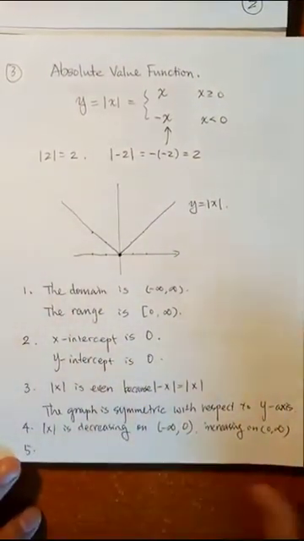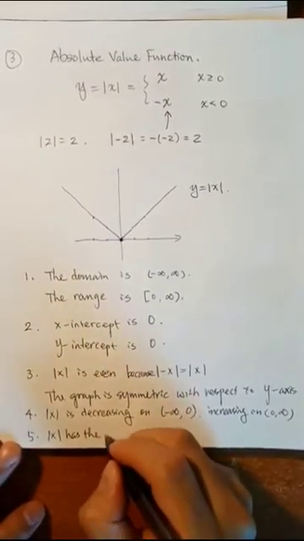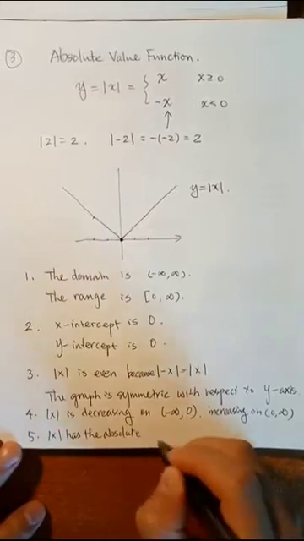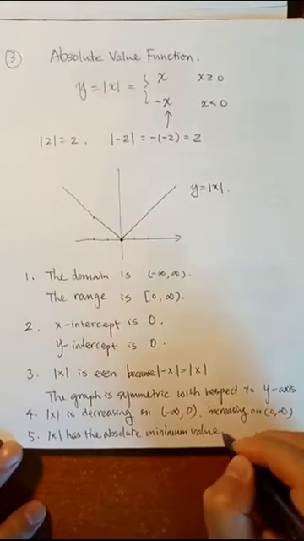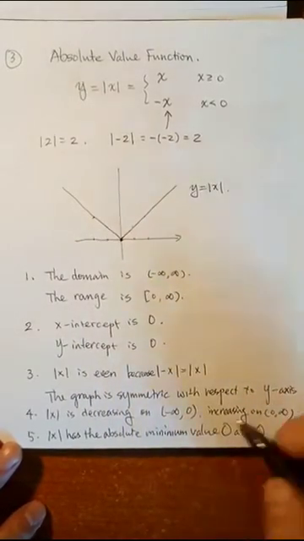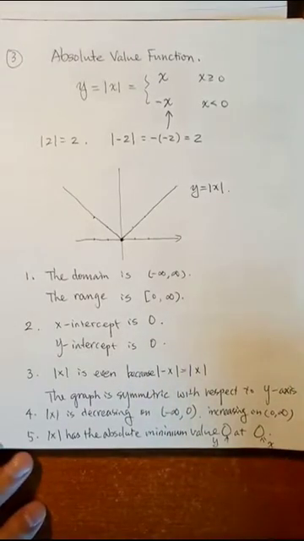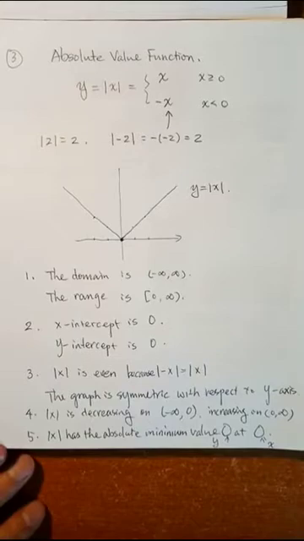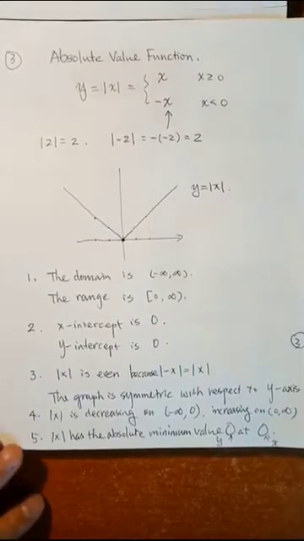And the final property, the absolute value has the absolute minimum value 0 at 0. So this 0 is the y value, and it happens at x equal to 0. Okay, that's the absolute value function and its graph.